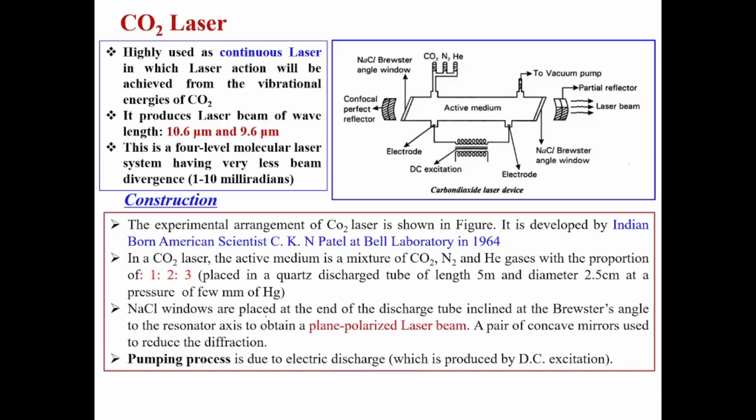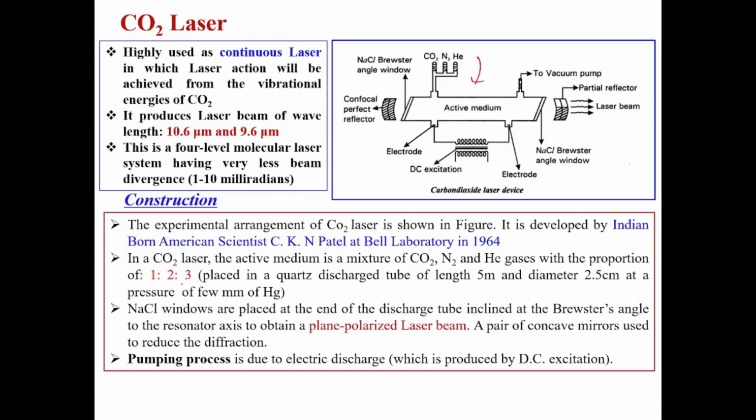Why NaCl windows? They are placed at the end of the discharge tube, inclined at Brewster's angle to the resonator axis, to obtain the plane polarized laser beam. A pair of concave mirrors is used to reduce the diffraction. This concave mirror is fully reflecting, and this concave mirror is partially reflecting, through which the laser beam will pass or be collected. So this is all about the construction part of the carbon dioxide laser.